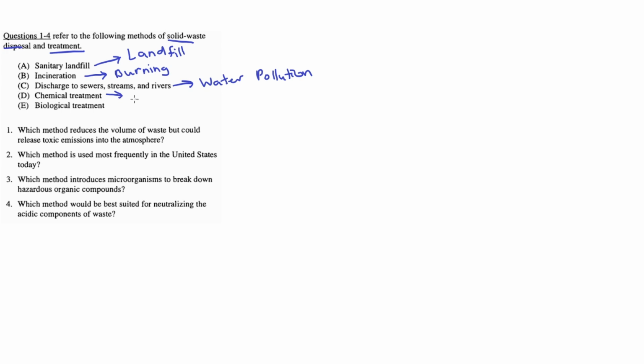D. Chemical treatment. This is the use of chemicals to neutralize and take care of dangerous aspects of the pollution. And then E. Biological treatment is the use of microorganisms to break down materials in the pollution. So now let's try to map each of these answer choices to one of these four different questions. 1. Which method reduces the volume of waste but could release toxic emissions into the atmosphere?